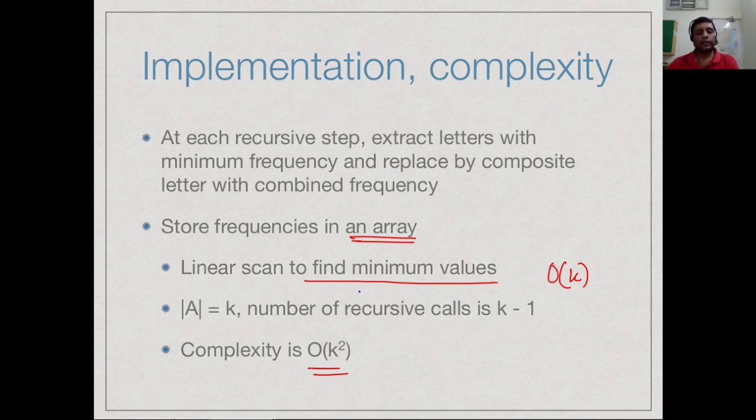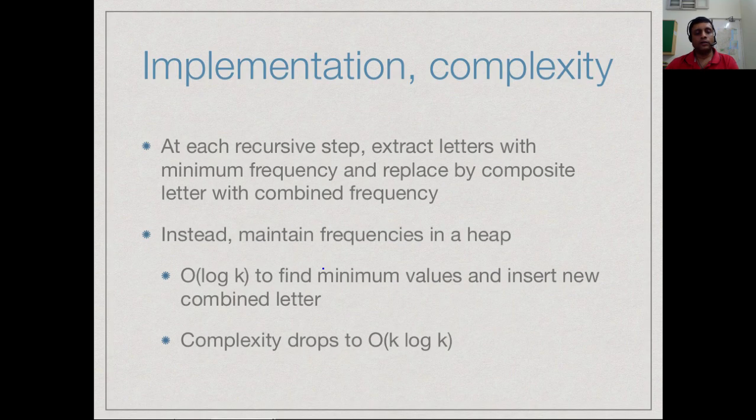But it should be fairly clear that this bottleneck can be got around by using a heap, because that's precisely what heaps are good at: finding the minimum. So if I maintain the frequencies not as a simple list or array but as a heap, then in order log k time I can find the minimum values and then insert the new composite letter back into the heap in log k time. So each iteration takes only log k, and so I improve from k squared to k log k.